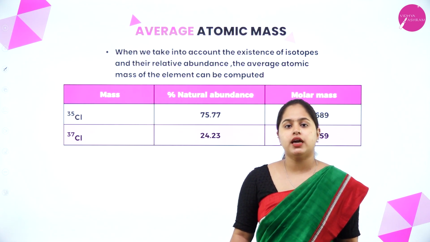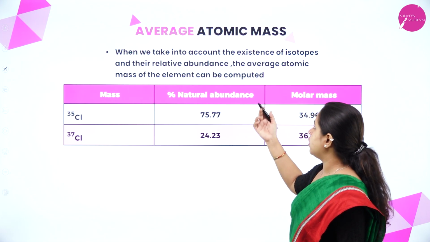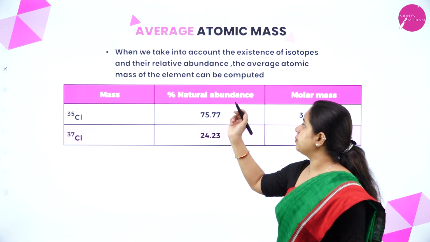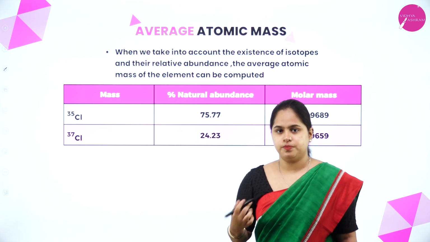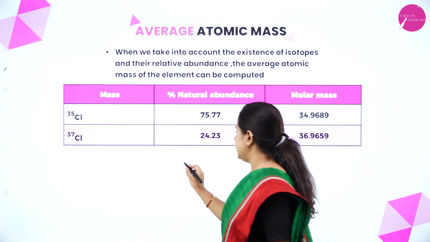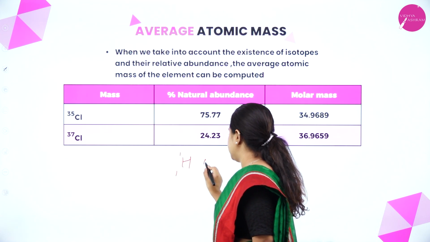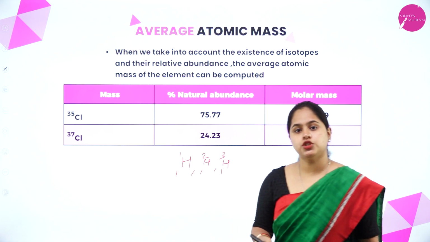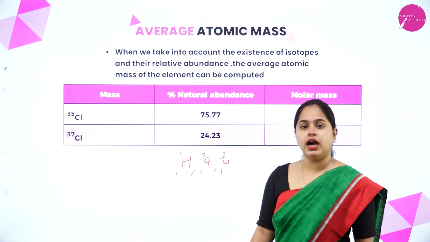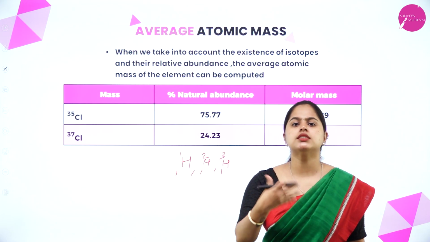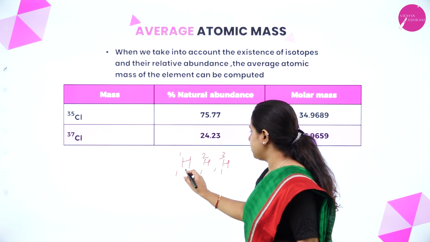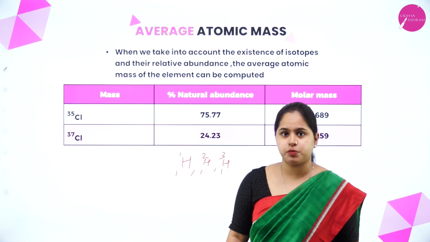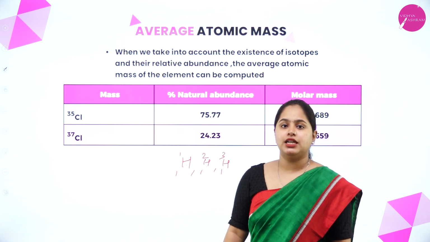So now, what is the need of finding average atomic mass? When we take into account the existence of isotopes and their relative abundance, the average atomic mass of the elements can be computed. Let us say we know that hydrogen has 3 isotopes, H-1, H-2 and H-3: protium, deuterium and tritium. If I ask you, what is the atomic mass of hydrogen, would you say the atomic mass of this one or this one or this one? In such cases where isotopes are present, you need to find the average atomic mass.